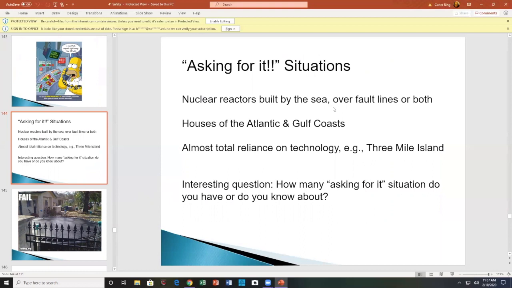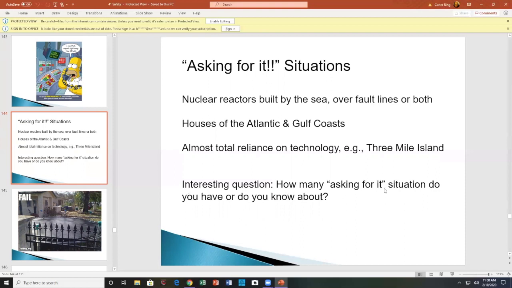Nuclear reactors built by the sea, over fault lines, are both. The Fukushima nuclear power plant was built along the sea on coastal fault lines. Holy tamale, they're just asking for it. Obviously, hurricanes along the Gulf Coast and the Atlantic Coast are not good for beach houses. Total reliance on technology? Wow, that's going to be real scary. What's really scary is autonomous vehicles that drive themselves. Trial lawyers, ambulance chasers are going to have a good time with that ball.